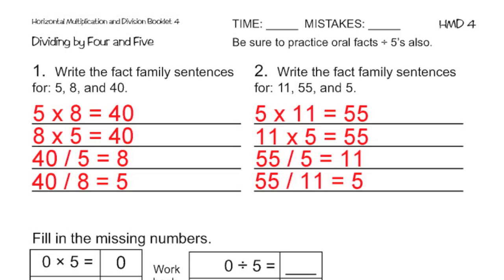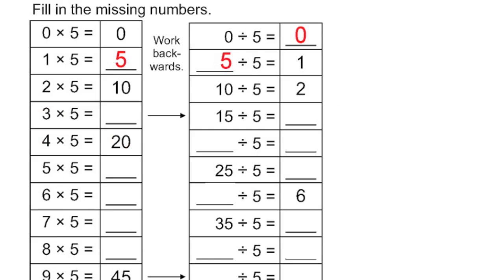Moving down to fill in the missing numbers. Again, 0 times 5 is 0, and 0 divided by 5 is 0. We went ahead and also put in 1 times 5, or basically anything times 1 is just going to be itself, so 1 times 5 is 5. And the reverse is true, working backwards. 5 divided by 5, just one time.